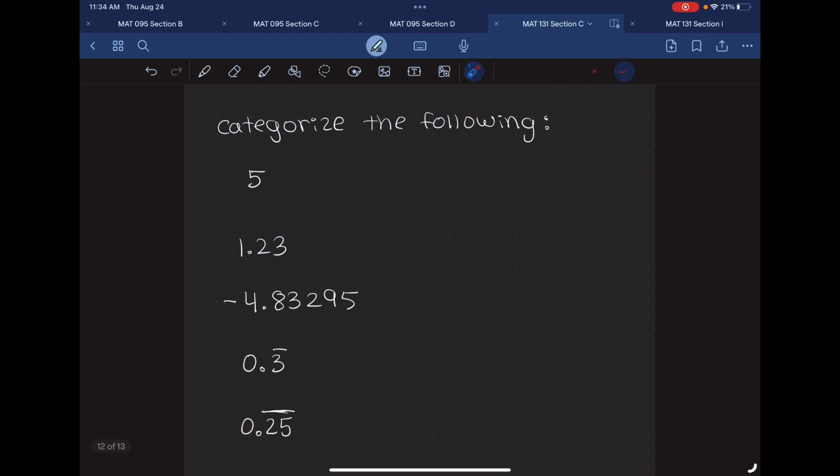Okay, so suppose we wanted to categorize the following numbers. If I'm looking at 5, this would be for sure an integer. It's also a whole number. It's a natural number. And it's rational, specifically because it can be written as 5 over 1, so a ratio of integers, and 1 is not 0.